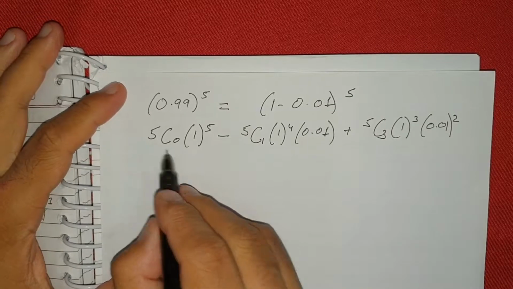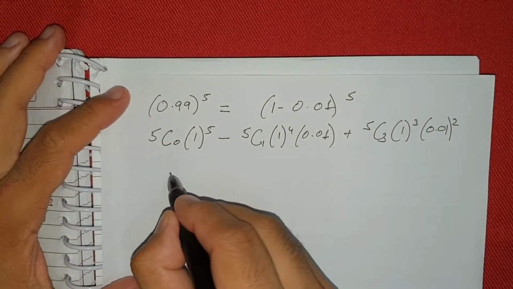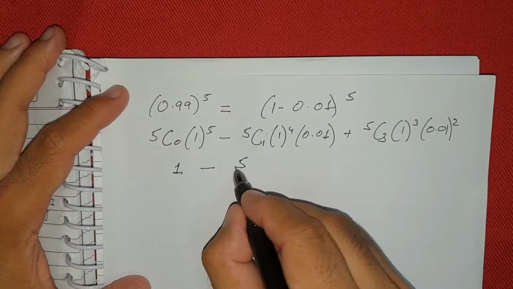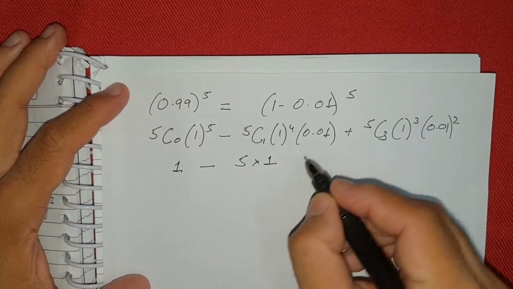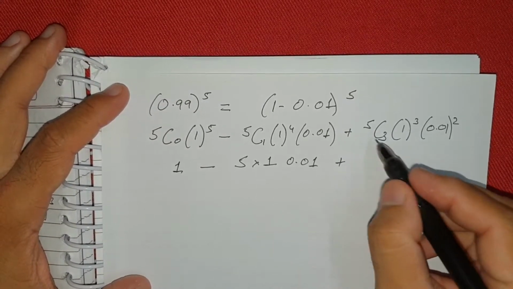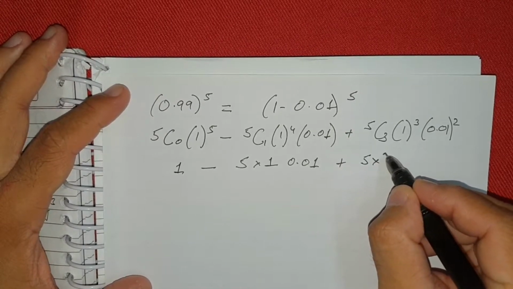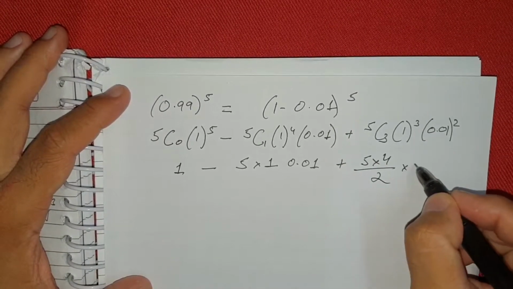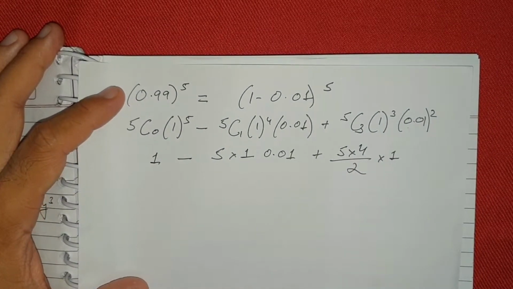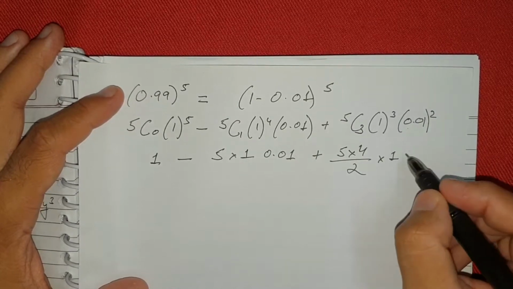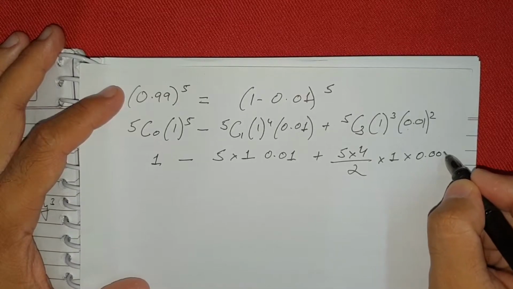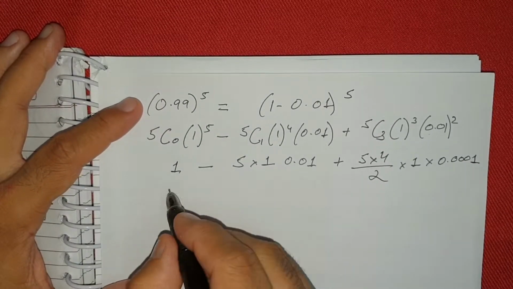Now the values: 1 to the power 5 will be 1 only, this is 1 minus 5C1, which is 5, 1 to the power 4 will be 1 only, into 0.01, plus 5C2. You solve 5C2, this is 5 into 4 by 2, 1 cube is again 1, and this is 0.01 whole square, so this will be into 0.0001. Okay. Now the next step.